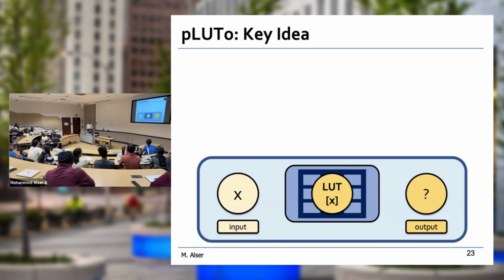So we want to perform now much more complex operations. We don't want to do bitwise operations. How do we do it? I already gave you the hint. What is a lookup table? What is the lookup table?